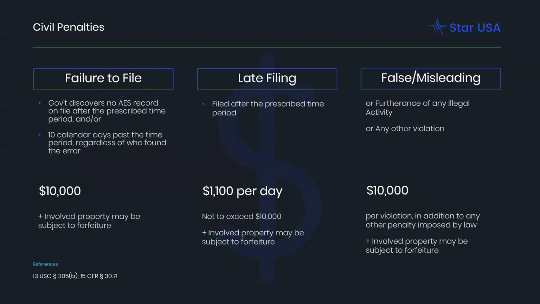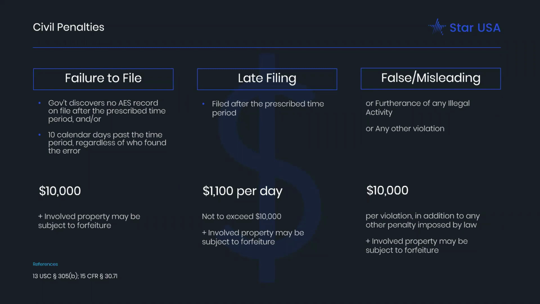The penalty for a failure to file is $10,000, plus involved property may be subject to forfeiture. Failure to file occurs when the government discovers that no AES record is on file after the prescribed time period, or 10 calendar days past the time period, regardless of who found the error. So either the government found that there was no filing, or you found it, but it's been more than 10 days afterwards.